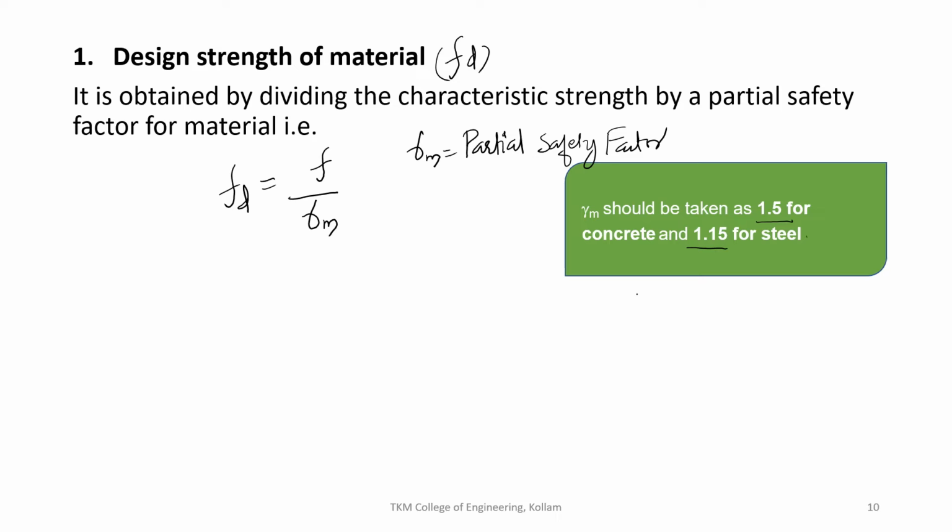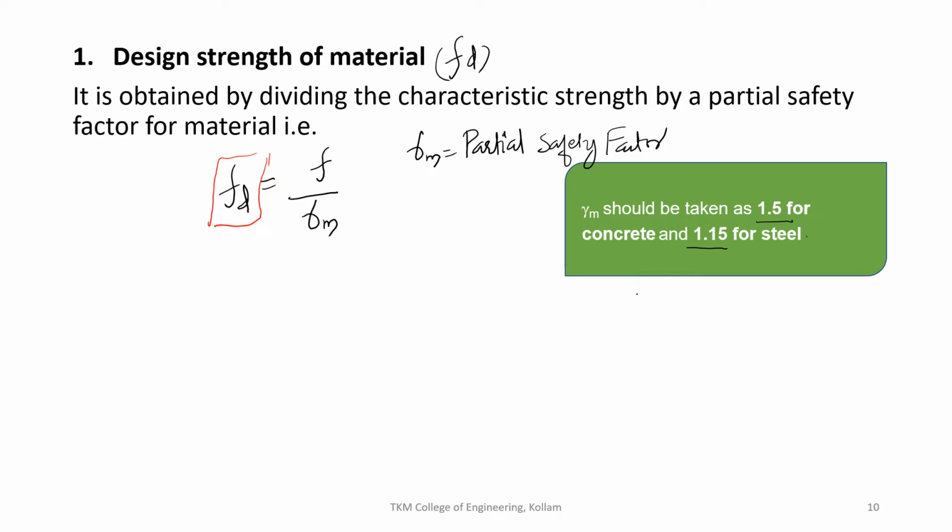You can see that for concrete the partial safety factor is a higher value. That is, the design strength that we are taking will be somewhat lesser for concrete, since the denominator has a higher value. It will be somewhat higher for steel.